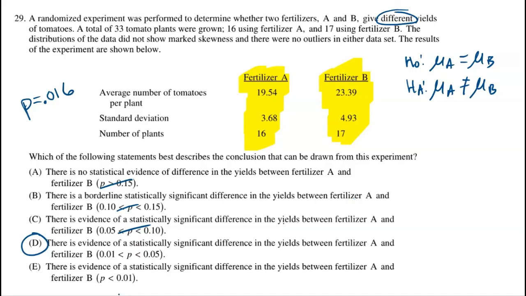Now, E says that the p-value is less than 0.01. First off, that's not true. Our p-value is not less than 0.01. So at the 1% level, I cannot say that there is statistically significant evidence of a difference in the yield. So the correct answer here is going to be D. So, pretty good problem. Knowing how to use your calculator can make a problem like this go very quickly in terms of getting that p-value for you.